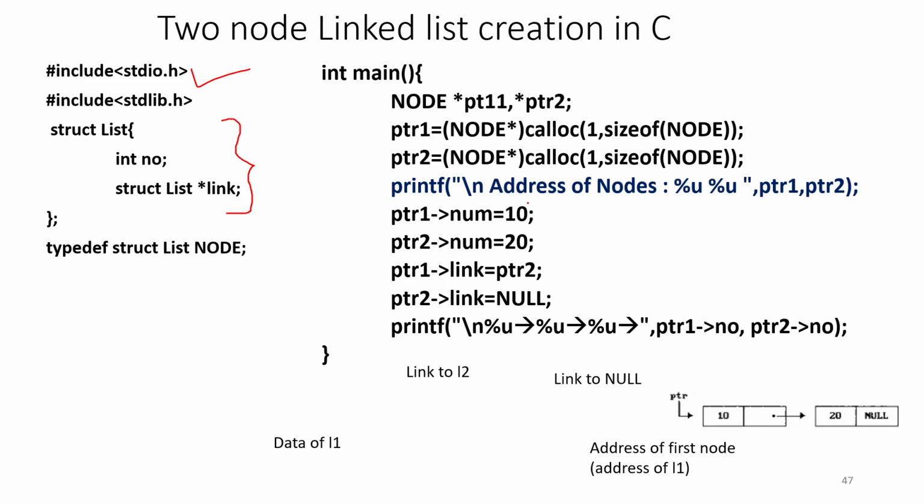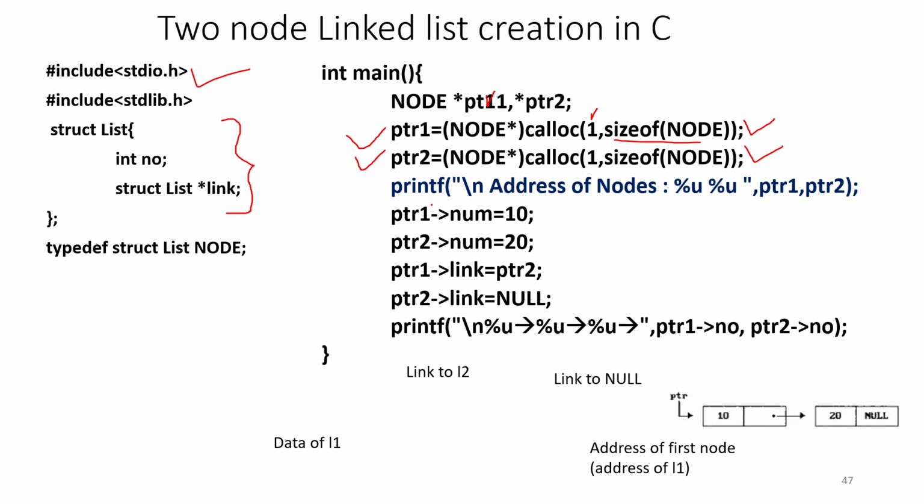We need to create two nodes. Let it be pointer 1 and pointer 2. Pointer 1 is this one and pointer 2 is this one. ptr1 and ptr2. First, acquire the data, allocate the memory. As I don't want any garbage value, I can call calloc function. The syntax: one node I have to create of size node.